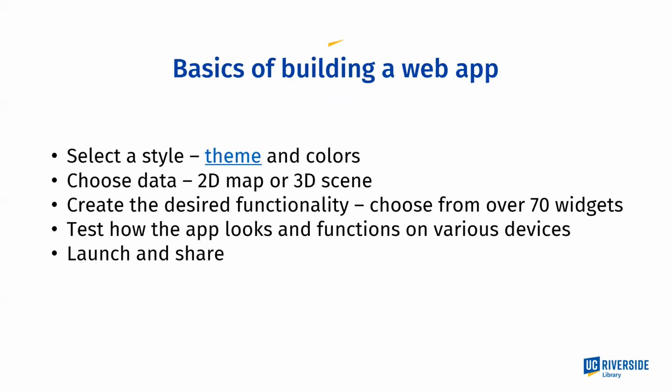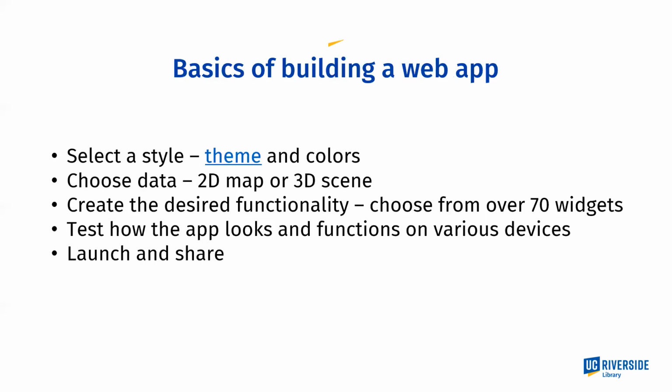So the basics of building a web app with Web App Builder is you start by selecting a style, which involves a theme and colors. And I have a link there with an explanation of what the themes are. It's sort of like a template, but sort of not. It's interesting how the terminology differs on these different web app options that are almost the same, but not quite. So anyway, here they're calling it a theme and colors. And on the next slide, we'll have a little bit more about that.